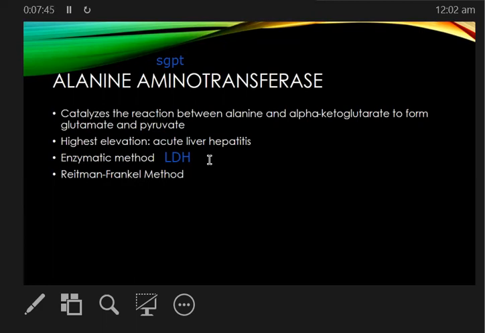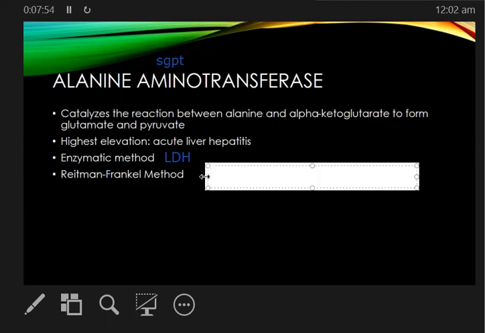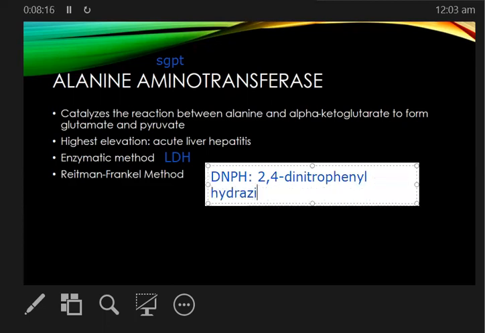Another method for your ALT, like what I have mentioned, is the Reitman-Frankel method. This involves a reaction with DNPH. If I'm not mistaken, the meaning of DNPH was already asked before. Take note that the chemical name of your DNPH is 2,4-dinitrophenylhydrazine.